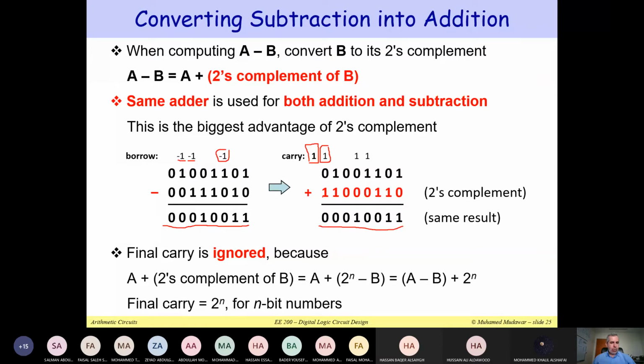If you look at these two numbers, they are signed, and the second number is a negative number. Here we are subtracting two positive numbers. This is positive minus positive. It's the same thing as positive plus negative.